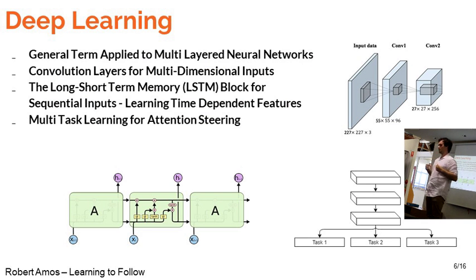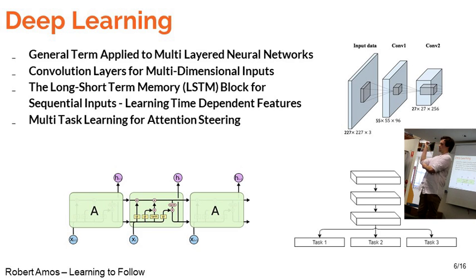So deep learning refers to the subset of machine learning algorithms that are focused around learning data representations, and more specifically applies to multi-layer neural networks. There are two main building blocks of the modern neural network architecture: the convolutional layer for multi-dimensional inputs, as well as the recurrent neural network for sequential inputs. I won't go into too much detail about these, but the convolutional layer is used for extracting spatial features, whereas the LSTM, or recurrent neural network, is used for extracting long-term dependencies, time-dependent features.